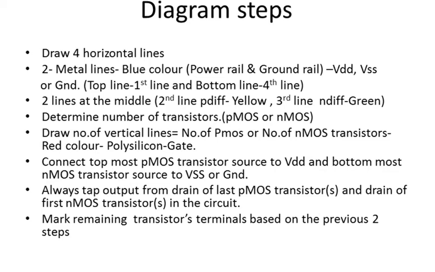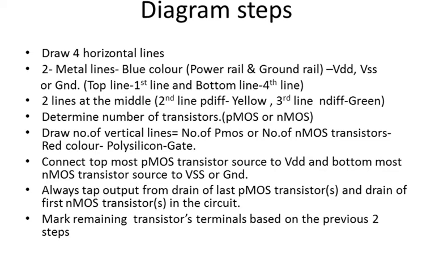Now, to form a gate, we need to know the number of variables in the given expression or static CMOS diagram. The number of variables will be equal to the number of PMOS transistors and NMOS transistors used in the circuit. So, the number of variables will be equal to the number of gates available in the circuit. So, draw vertical lines to form the polysilicon gates. These are drawn in red color.